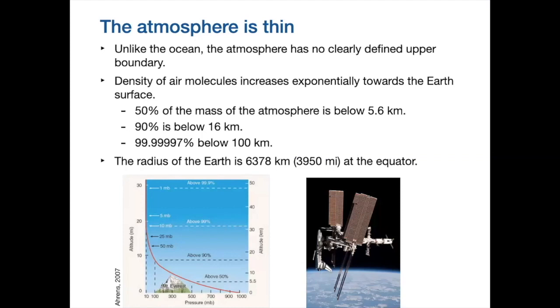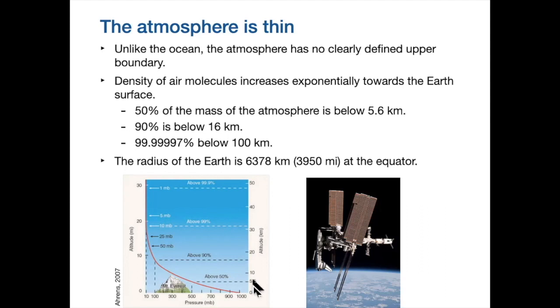So first, we need to talk a little bit about the atmosphere. Unlike the ocean, the atmosphere has no clearly defined upper boundary. It just slowly becomes space. So if we look at this graph here on the left, we've got altitude on the vertical axis in miles on this side, kilometers on this side, and on the bottom we have air pressure. Here at sea level, we have an atmospheric pressure of 1,000 millibars, and then the red line shows how that changes with altitude.